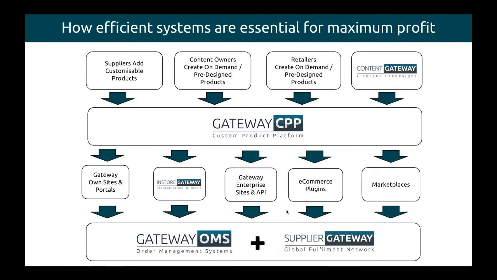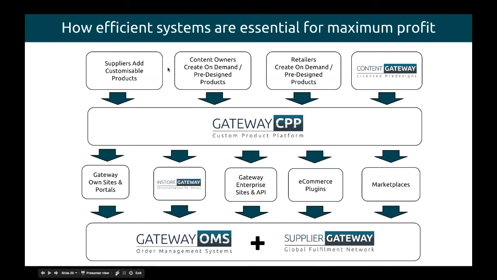But I just wanted to talk about the system itself, because obviously the system and the delivery of the artwork and the orders is the key part for maximising the profit. So we have here Gateway CPP, custom product platform, and down here the order management system and the supplier network.